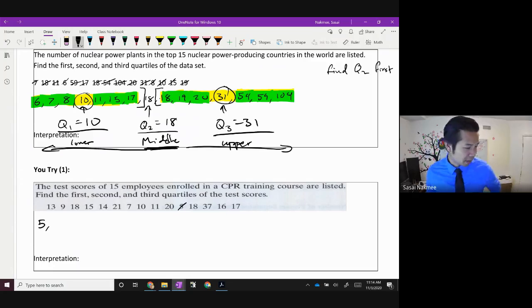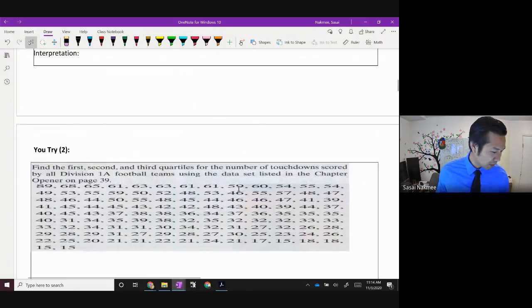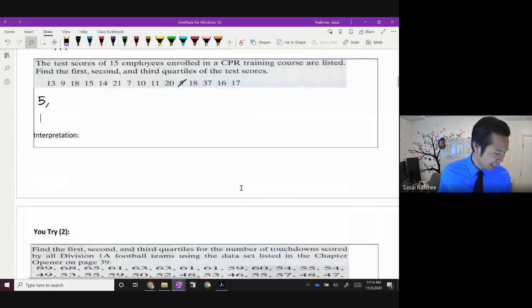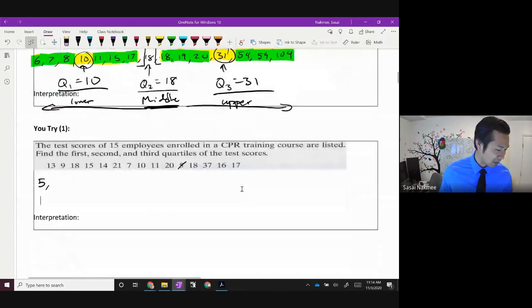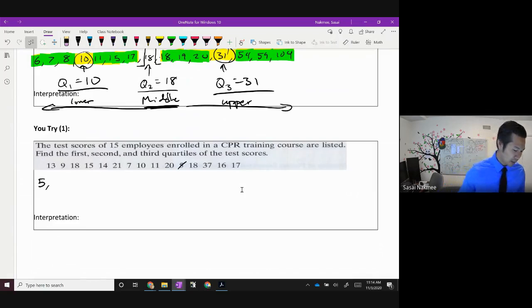Some of you guys might see the next you try after that has a crap ton of numbers. Just ignore that. I'm not going to do that to you today. I'm just going to focus on this you try right here. You try number 1. I'm going to work quietly while you're working on yours. Hopefully you guys are doing all right.